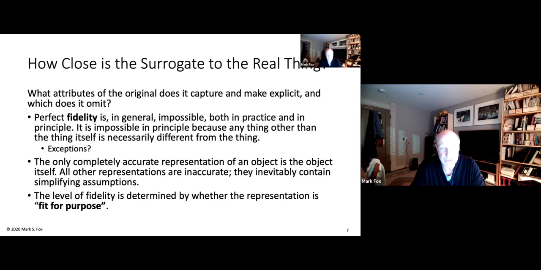No representation of knowledge about the real world, except when we're dealing with intangible entities, and even then it can be problematic, is going to have complete fidelity. And what we leave out determines whether it is fit for purpose. Okay, let's explore this concept of fit for purpose.